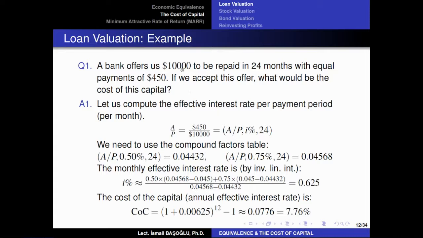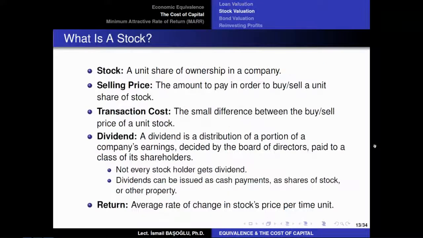So this company borrowed $10,000 from the bank, and the bank offered a payment plan like this. Under this payment plan, the cost of this $10,000 is 7.76% per year. This is how we calculate the cost of the capital for the loans obtained from banks or credit companies. Now, in the next videos, we are going to learn how we can calculate the cost of the capital if we sell stocks or bonds in the stock market. We are going to learn about those in the next few videos.